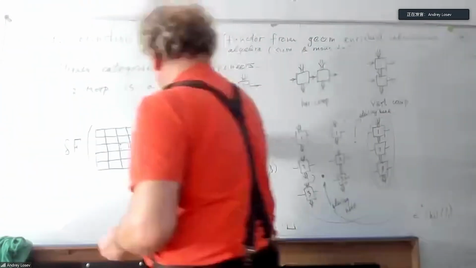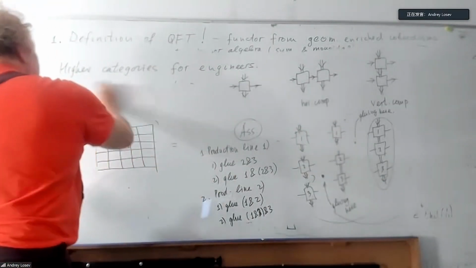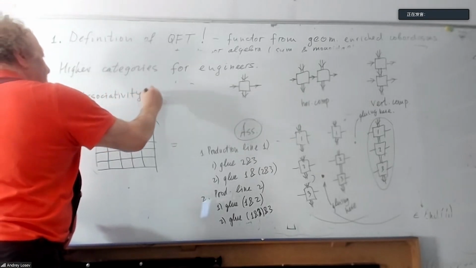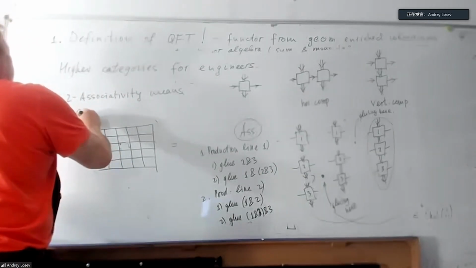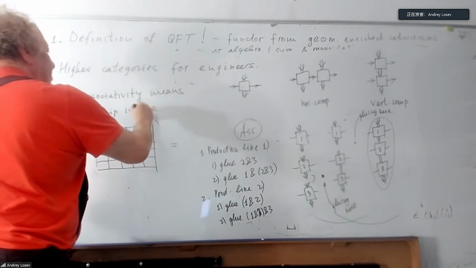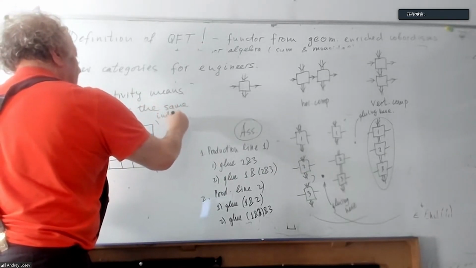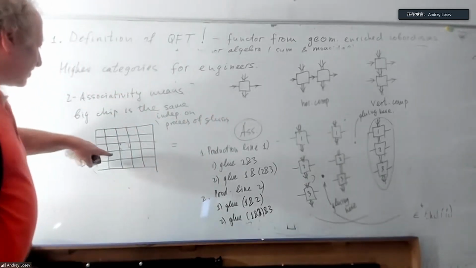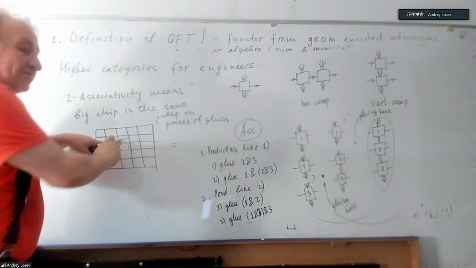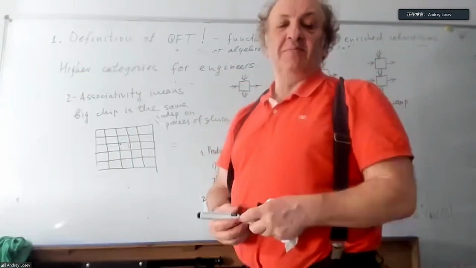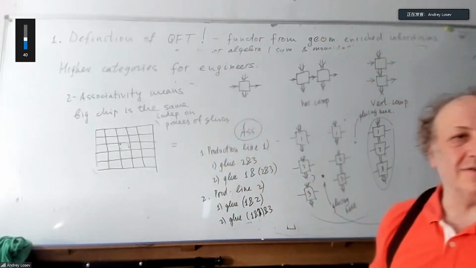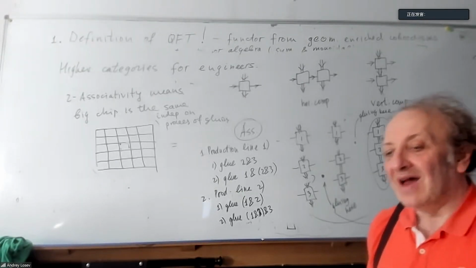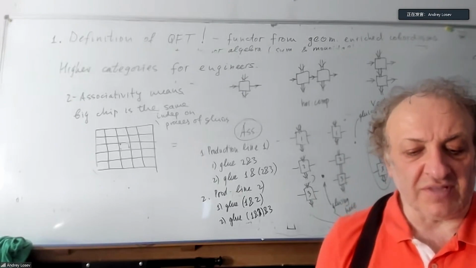Okay, associativity means that the big chip is the same, independent of the process of gluing. So you may start with this, glue this, then glue this, then glue this. The result would always be the same. Okay, I understand. And this is higher associativity. And if you have a structure that has this higher associativity, you call it a higher category.